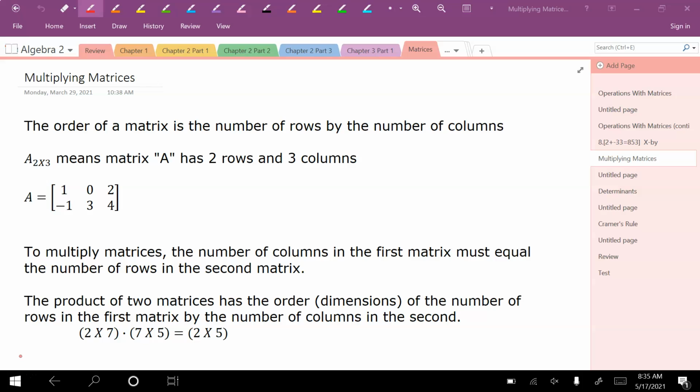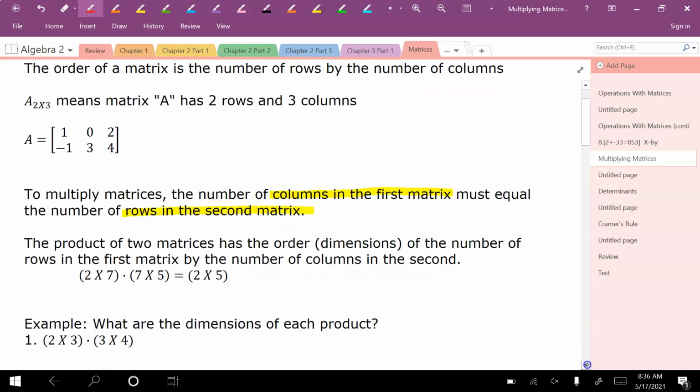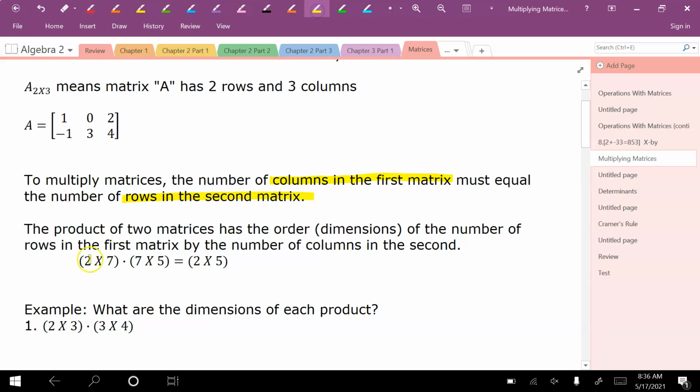In order to multiply matrices, the number of columns in the first matrix has to be the same as the number of rows in the second matrix. So this is why I said the dimensions don't have to be exactly the same, but specific numbers within the dimensions do have to be the same. If you're looking at this example down here, if I'm given these dimensions, 2 by 7 and 7 by 5, what you need to check is that these inside numbers are the same. That tells you if you can multiply them or not.